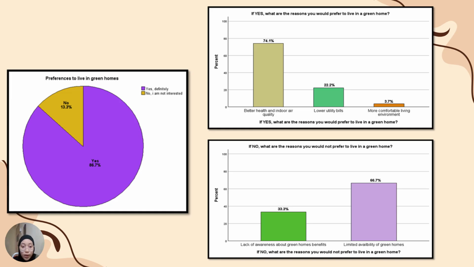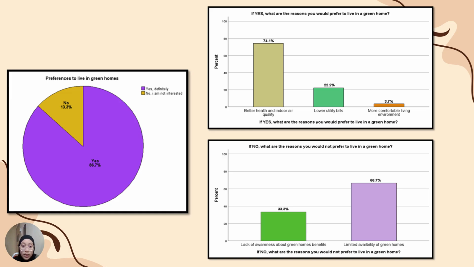Okay, so for the preference to live in a green home, when we asked whether they prefer to live in a green home or not, 86.7% of the students said yes, which shows strong support for green housing.